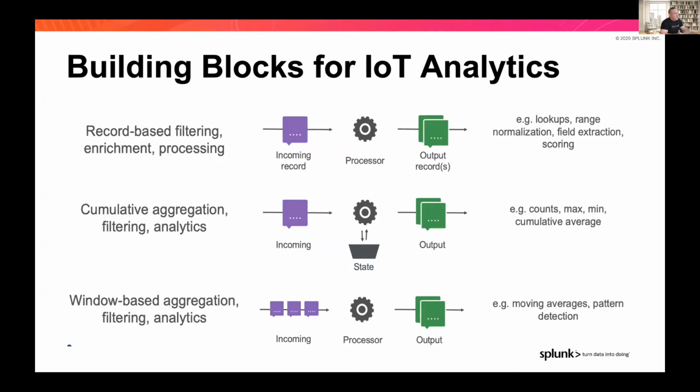The second one is a stateful one. Again, cumulative aggregation or filtering. If you want to count to 10, you have to know that you counted to 9. That was mentioned earlier. This is that sort of processing. So you can do things like counts, mins, max, averages, cumulative averages as well, using very stateful processors.